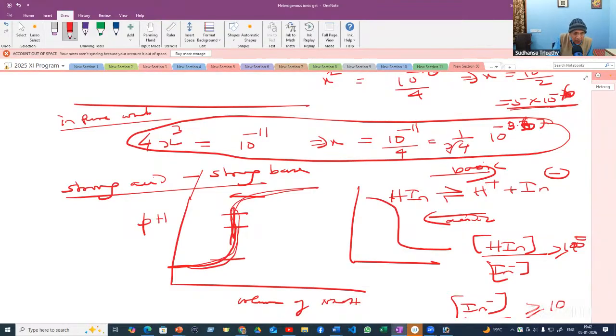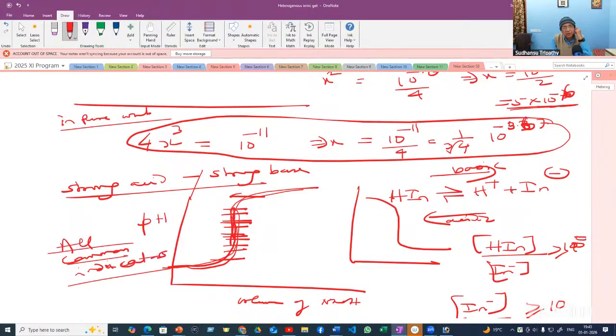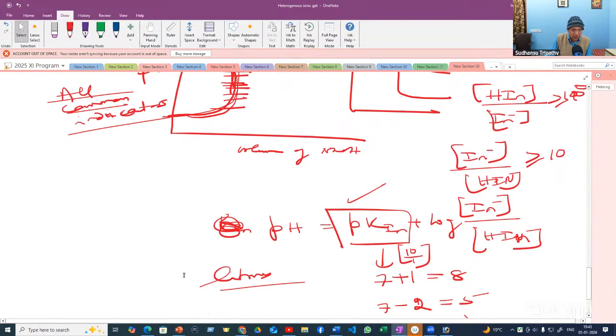So all types of indicators' ranges will fall within it. If it is litmus, between this. If it is phenolphthalein, in this. If it is methyl red, between this. So all common indicators can be used without any error. Otherwise, the color change will happen but the equivalence point has not been reached, or the equivalence point has already been surpassed but the color change has not happened. This is a wrong reading, a wrong observation.